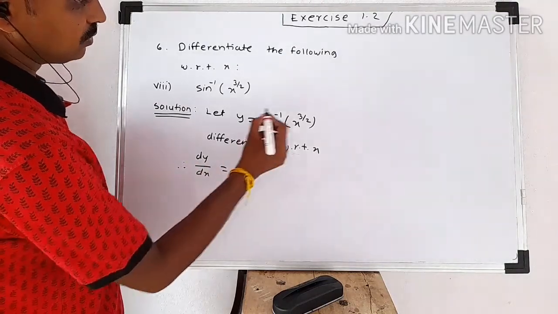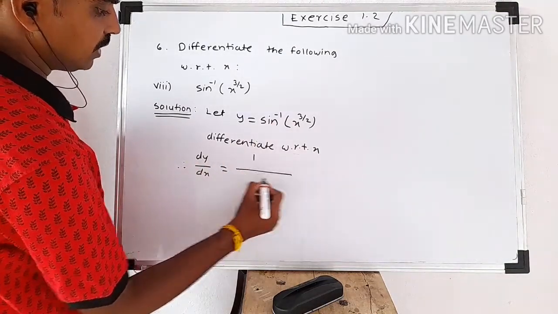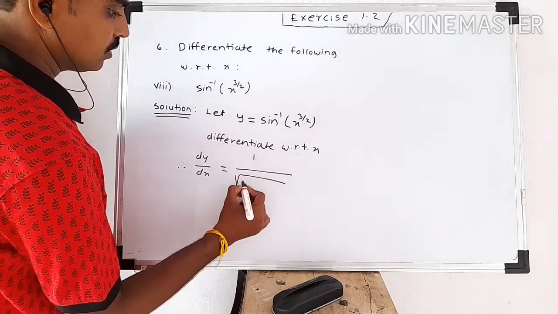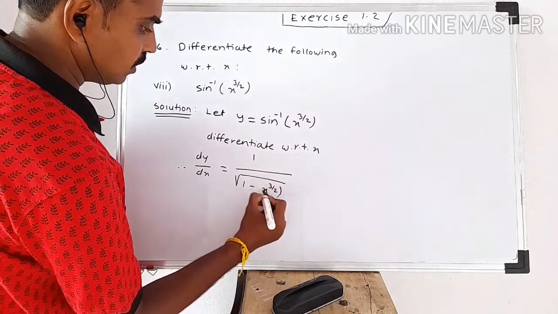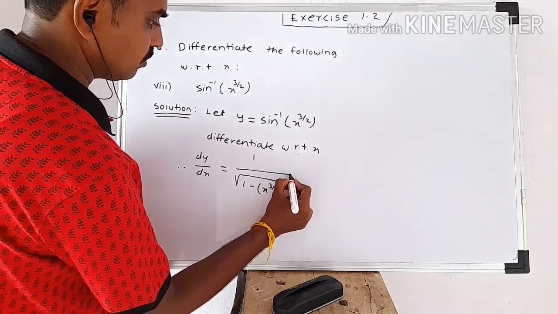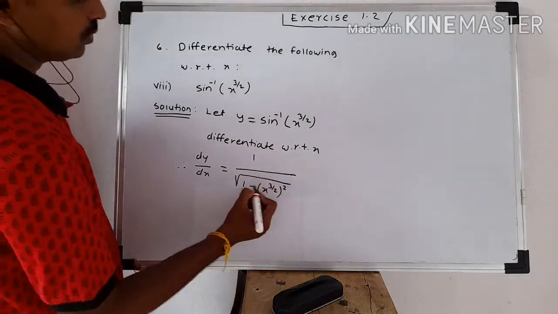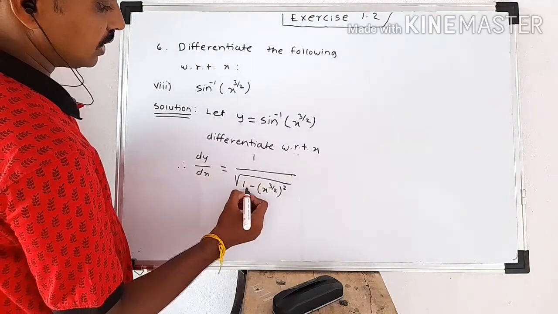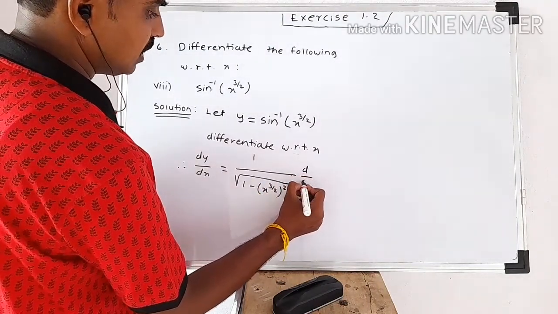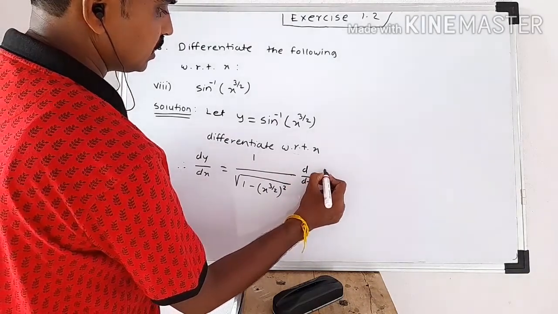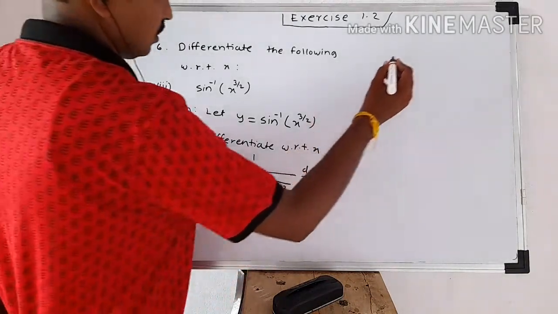with respect to x, dy by dx. What is the derivative of sin inverse of f of x? It is 1 divided by root of 1 minus f of x square, into f dash of x. Here f of x is x raised to 3 by 2. Therefore 1 divided by root of 1 minus x raised to 3 by 2 whole square, into d by dx of x raised to 3 by 2.